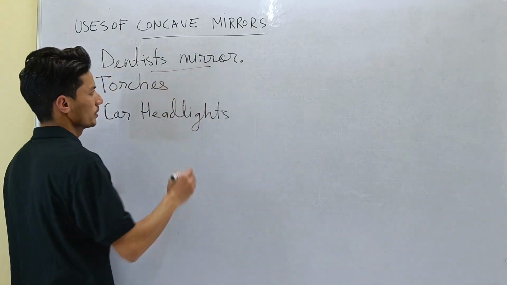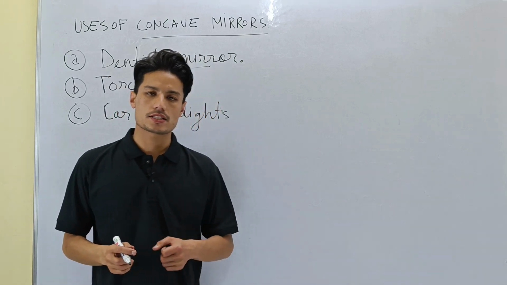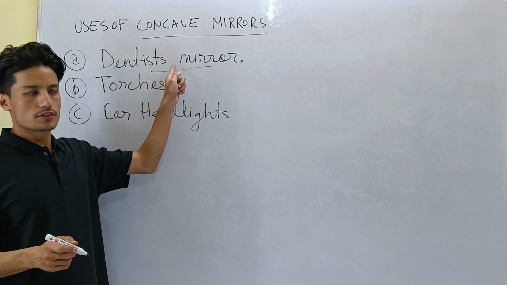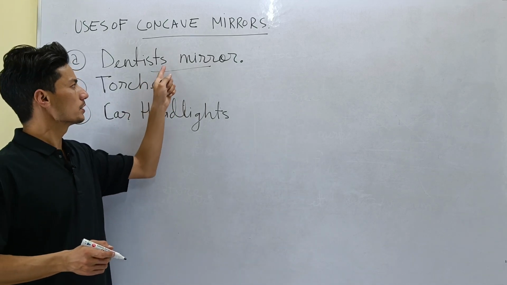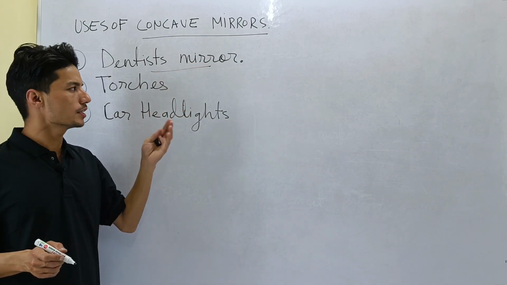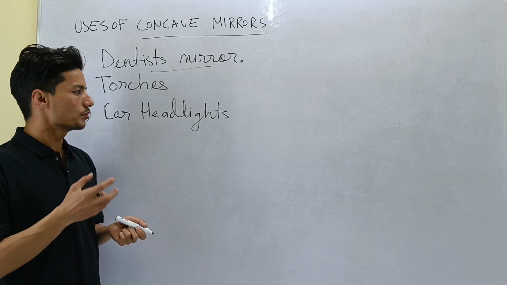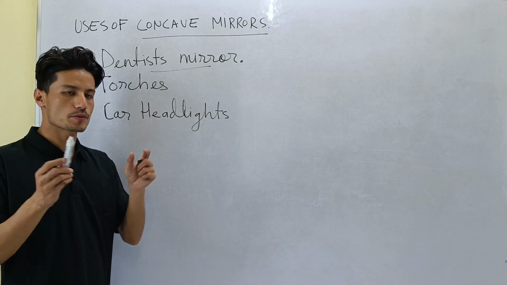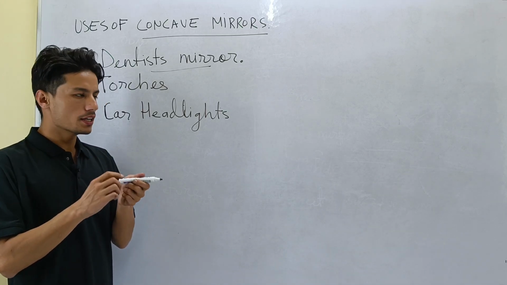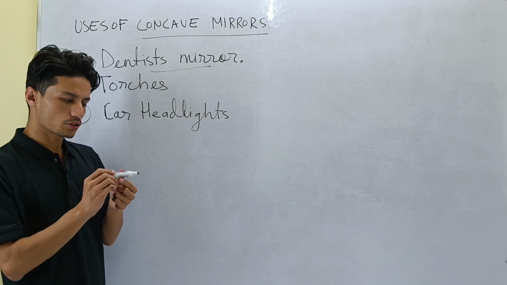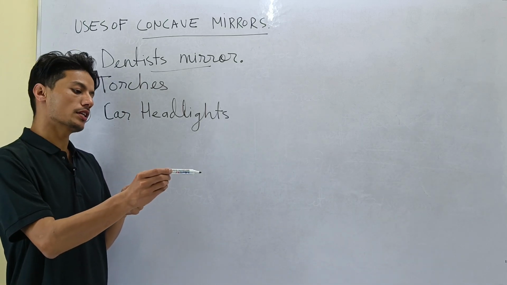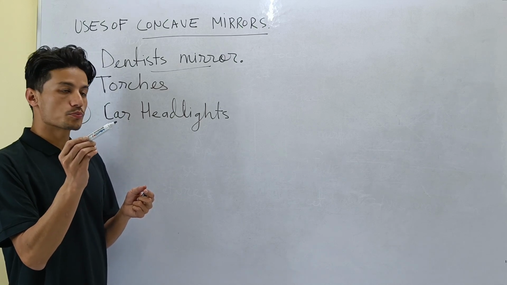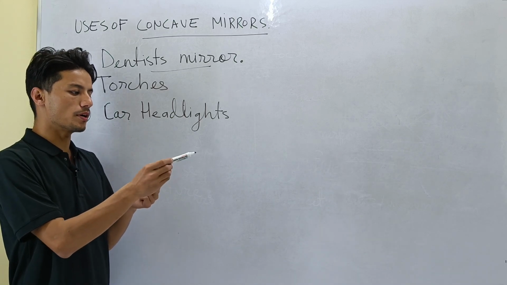Dentist mirror. Who is a dentist? A dentist is a doctor who checks your teeth, isn't it? Suppose you have a cavity in your tooth and you go to a dentist. The dentist will tell you to open your mouth, and then will use a kind of spoon. It's not a spoon, but it will be the size of a spoon, where a small mirror is attached to it. As you open your mouth, the doctor will examine your tooth by inserting that spoon-like object inside your mouth.